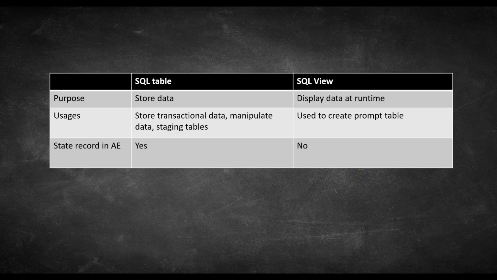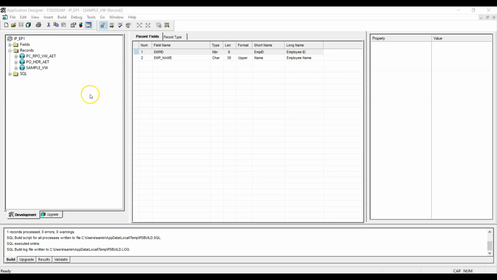So we can see some differences in SQL table and SQL view, such as what is the purpose for which a record is used. For example, SQL table is used to store the transactional data, which can be used by many different applications. On the other hand, SQL views are used to display data at runtime based upon certain criteria. For SQL view, we write SQL in order to generate the data at runtime.